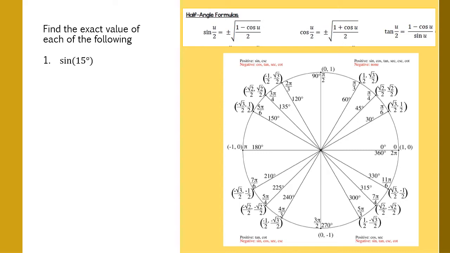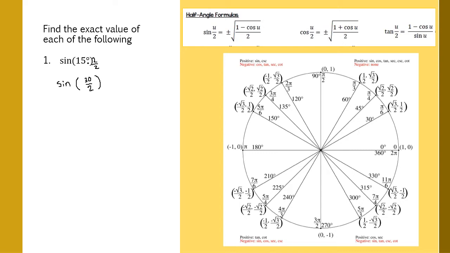The first one we're being asked to find is the sine of 15 degrees. Now 15 degrees is not anywhere to be found on the unit circle. However, we can rewrite this so that it has a denominator of 2. To do that, I'm just going to multiply top and bottom by 2 over 2. So this is the same as the sine of 15 times 2, which is 30 over 2. So 15 is equivalent to 30 divided by 2. We're kind of unsimplifying, so to speak.